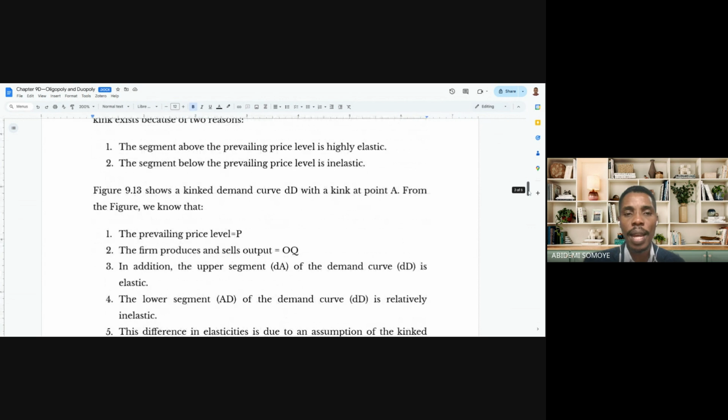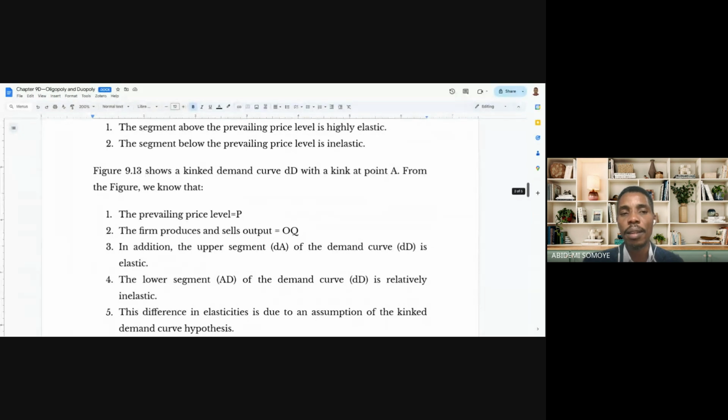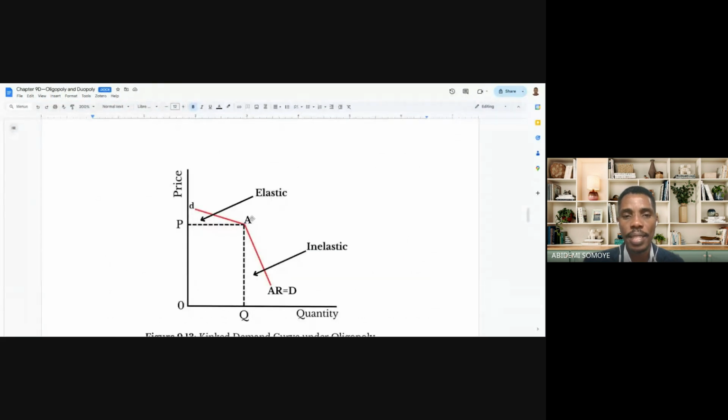Figure 9.13 shows a kinked demand curve DD with a kink at point A. So point A is the kink, and this is the demand curve, DD. The portion above this price here is highly elastic. Why is it highly elastic? We are talking about why there's price rigidity. If a firm increases its price, let's say to P1, this being green.